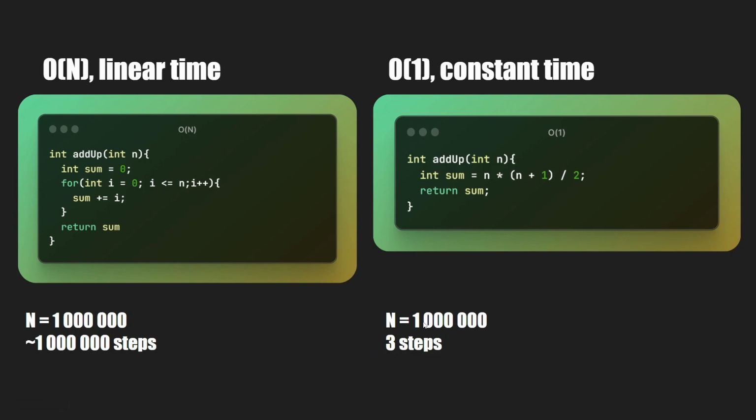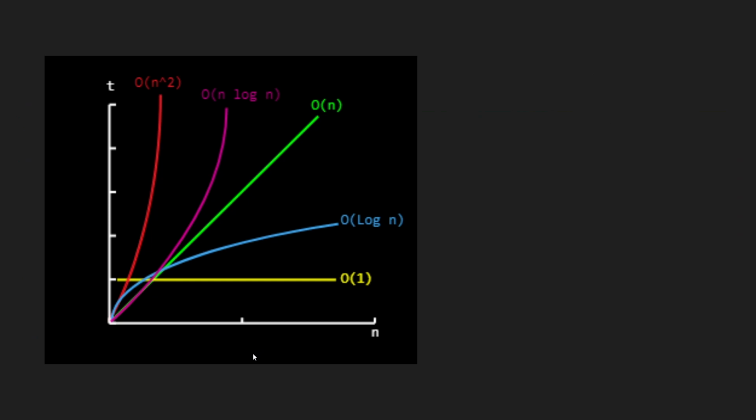And now even if n was 10,000,000, in this function it will still take us only 3 steps. But if n was 10,000,000, then in here it would take us 10,000,000 steps. That is why this function is better than this. So let's take a look at the graph. On our x-axis we have the n, so data, as data increases, and on the y-axis we have time, or the number of steps it takes.